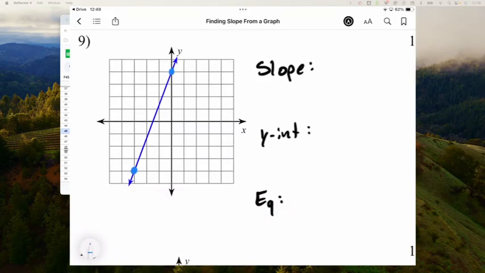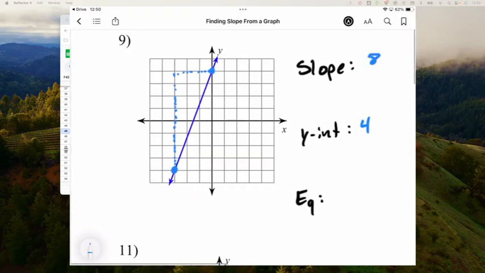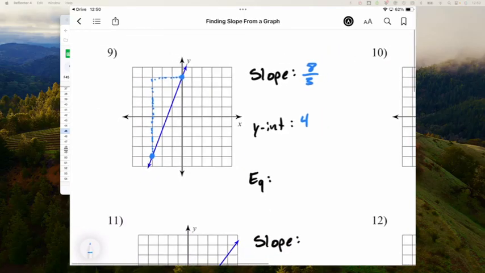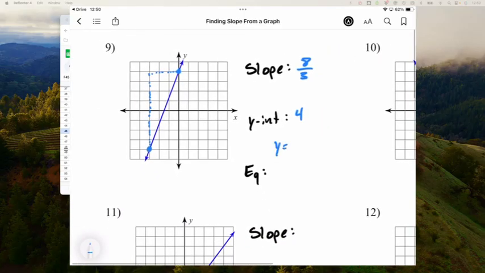And so the y-intercept in this case is 4. The slope is up 1, 2, 3, 4, 5, 6, 7, 8, and to the right 3. So up 8 over 3. And then the equation, y equals mx plus b. Y equals 8 over 3x plus 4.